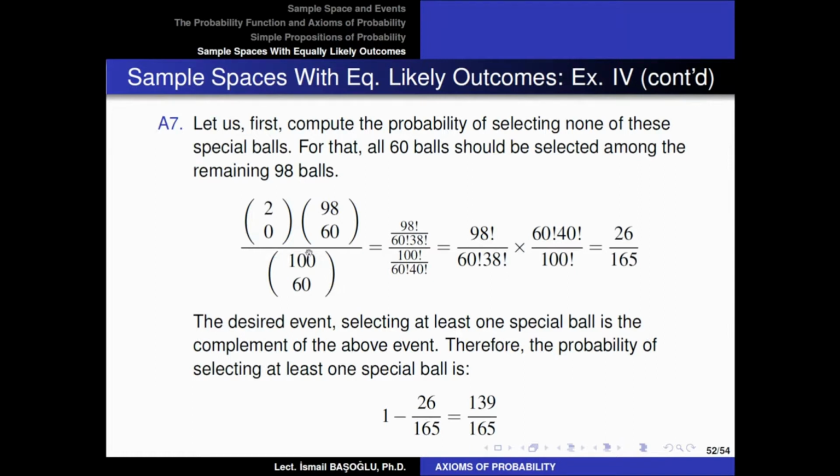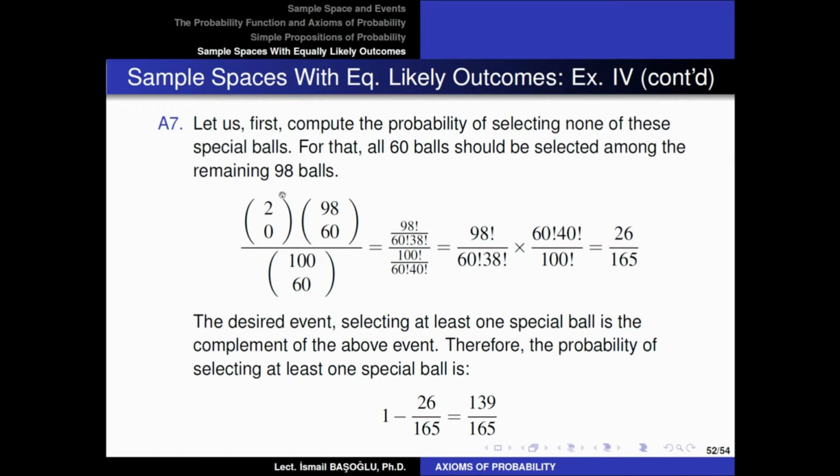Now, let's focus on the event of interest. At this point, we are only interested in the event of selecting no spatial balls. Please be careful. We are not answering the question. We are answering the probability of its complement at the first point. So, in how many different ways can I select no spatial balls? This means I'm going to choose 0 out of these two spatial balls and 60 out of the remaining 98 ordinary balls. So again, by the basic principle of counting, we multiply these two number of combination formulations.